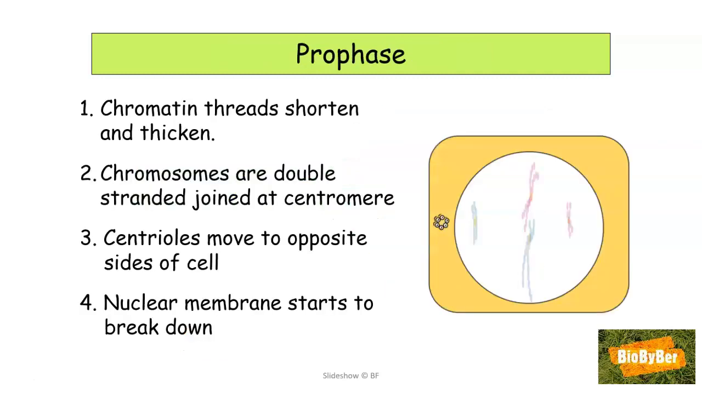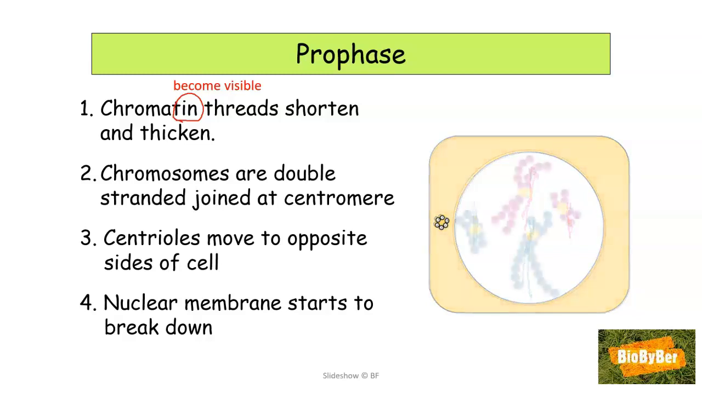Now, when we look at prophase, we realize that the chromatin threads, IN in chromatin, IN in invisible. You can't see these threads at the moment. You can't see these chromosomes. So the first thing that happens in prophase is that these threads become visible. When the threads become visible, you realize that the chromosomes are actually double-stranded.